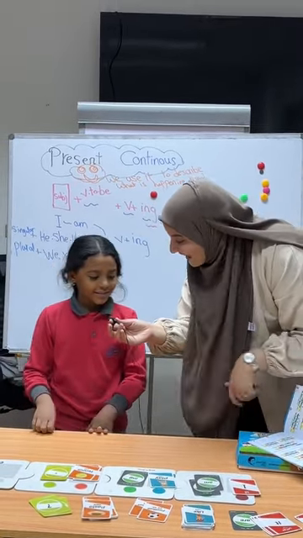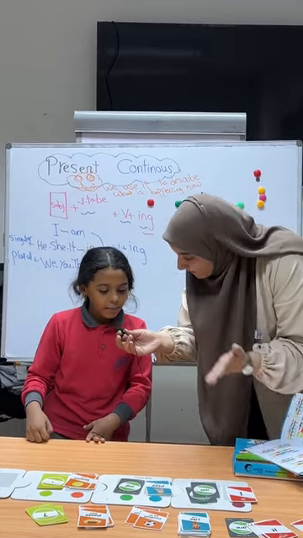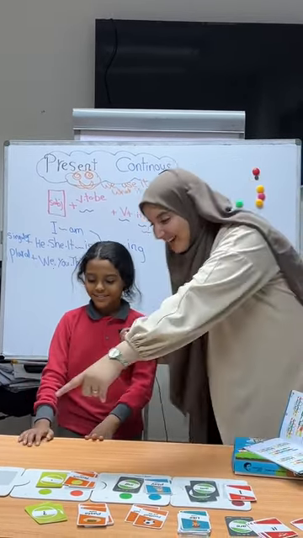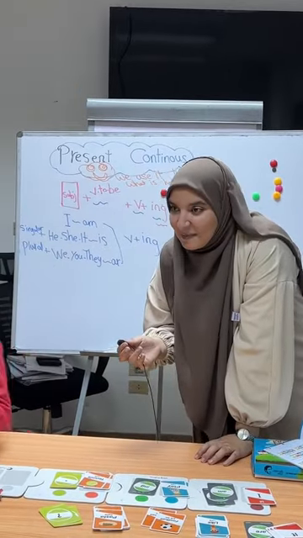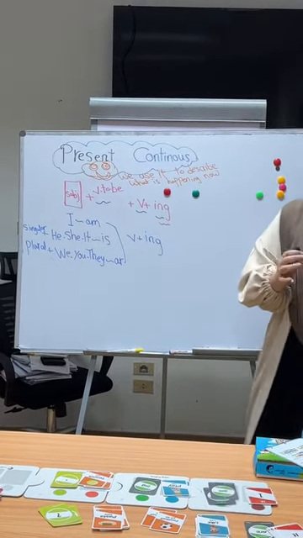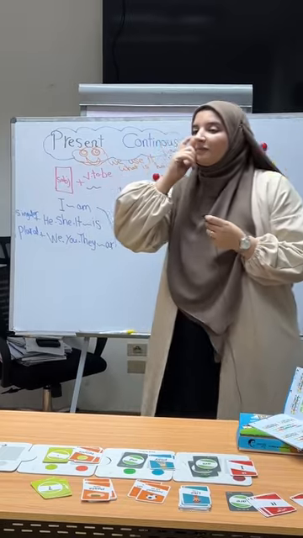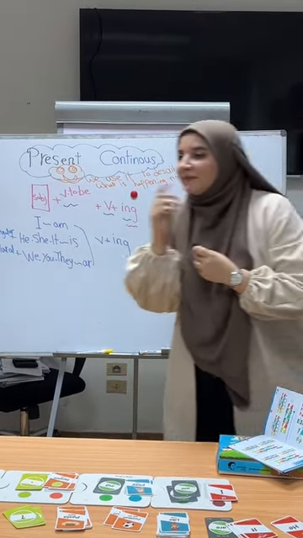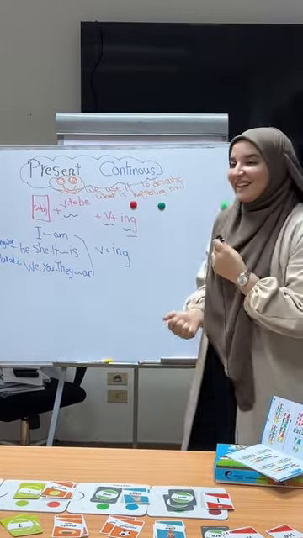Read the full sentence again. I am playing tennis. Excellent. Clap your hands for Jenna. Take one. Marika, come here. Malika. Come here, Rukaya.